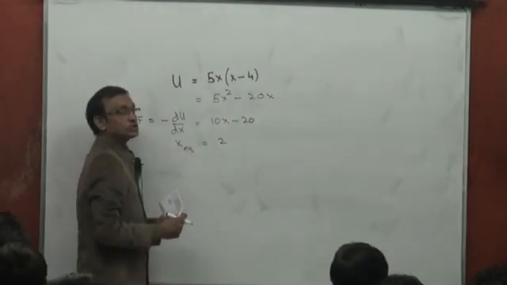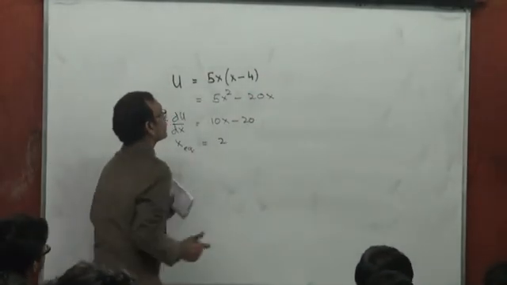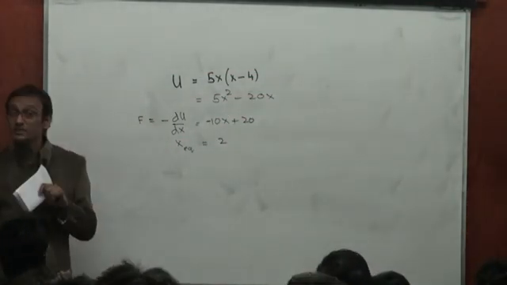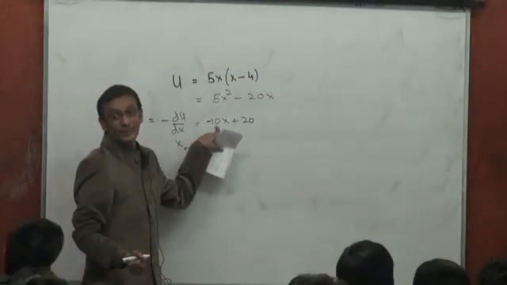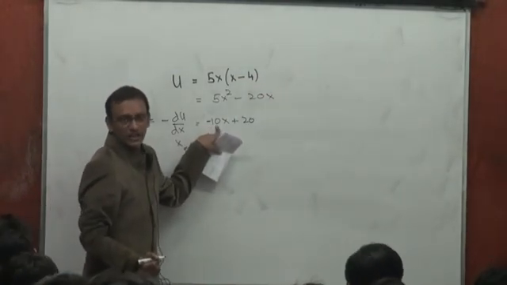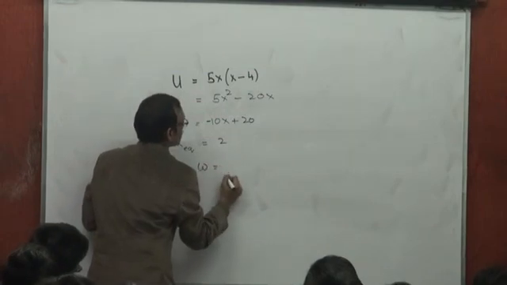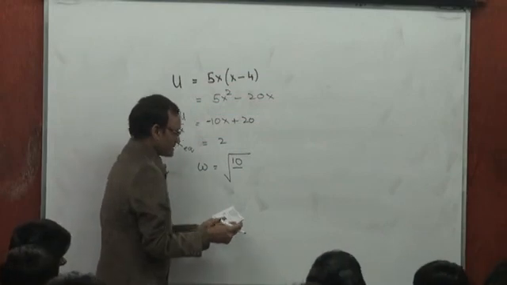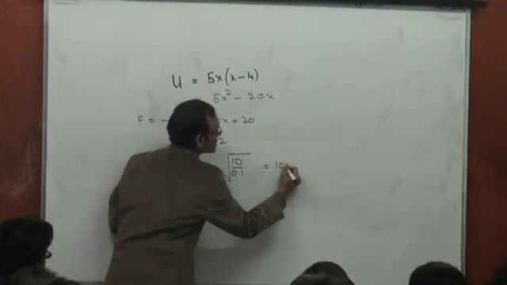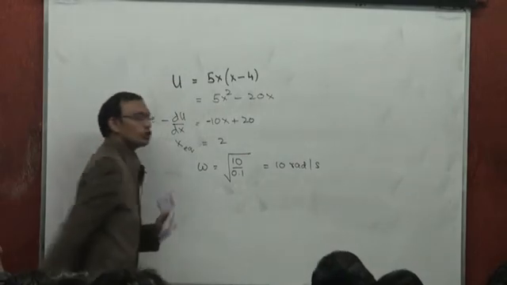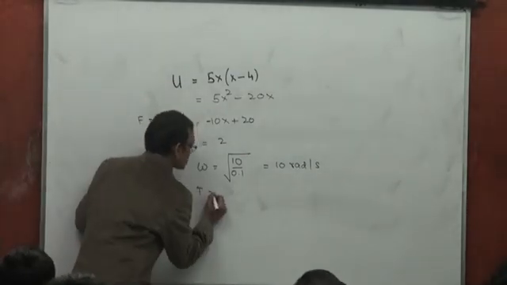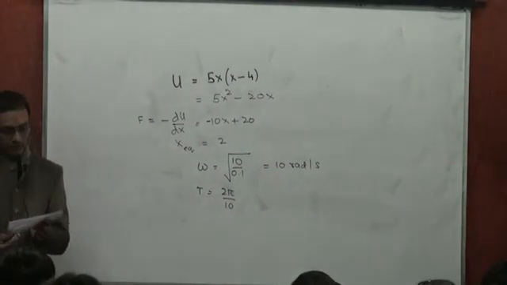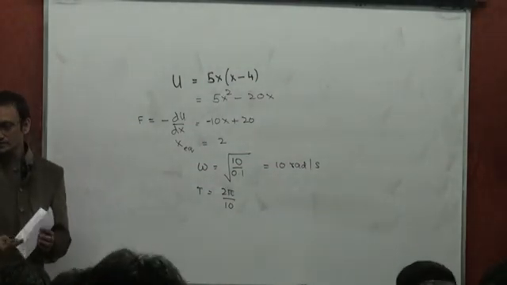The K of the motion: F is minus 10x plus 20, so the K of the oscillator is going to be 10. So the omega of oscillation is going to be the square root of K by M, so 10 divided by the mass 0.1. That means 10 radians per second is going to be omega. Therefore the time period is going to be 2 pi by 10, that is pi by 5 seconds.